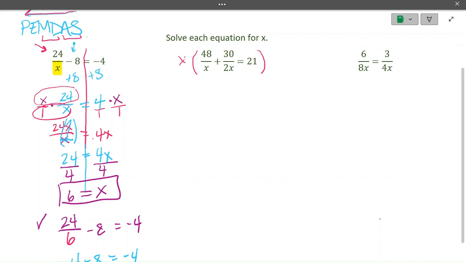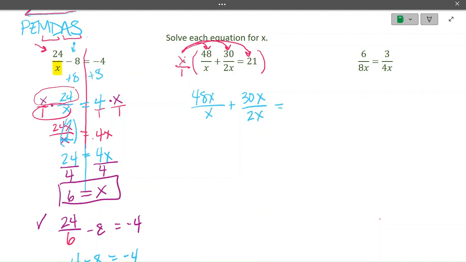Okay, so that means I'm going to distribute x to this term. I'm going to distribute x to this term, and I'm going to distribute x to this term. And really, I'm distributing x divided by 1 to each term. So when I do that, I end up with x times 48, which is 48x, over 1 times x, which is x, plus x times 30, which is 30x, over 1 times 2x, and then x times 21, which is 21x.